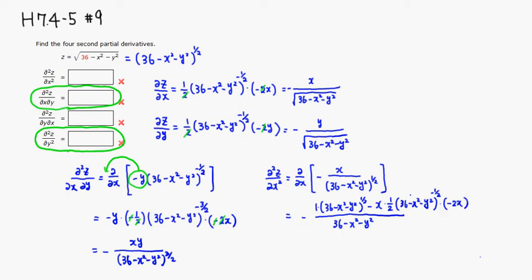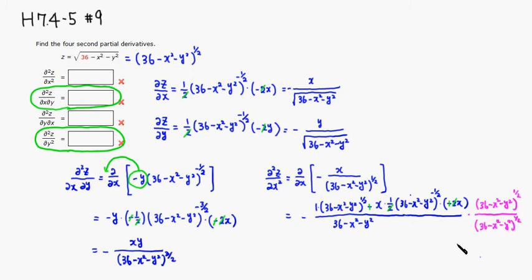Then we need to clean up a little bit. So you have a 2 here and 2 on the bottom, and a negative sign, so we turn that into a negative sign, so that's going to be a plus sign. Then what I want to do is, I don't like to have a negative power like negative 1/2. I'm going to multiply top and bottom by the quantity 36 minus x squared minus y squared raised to the 1/2 power. So you do the same thing on the bottom too.